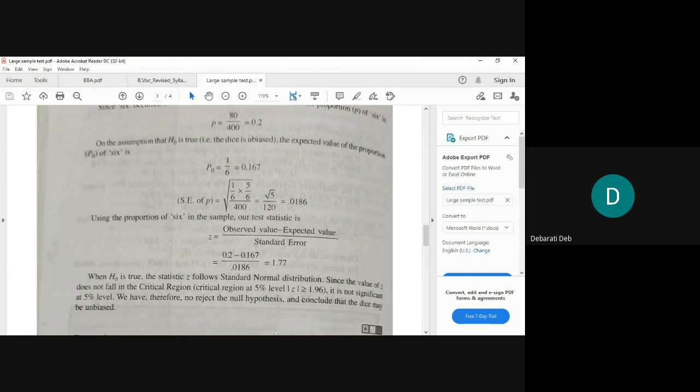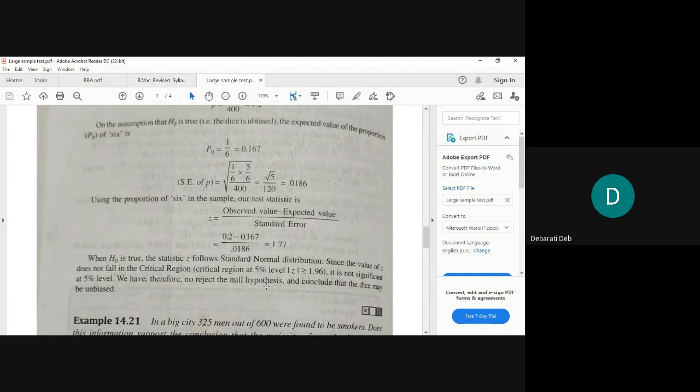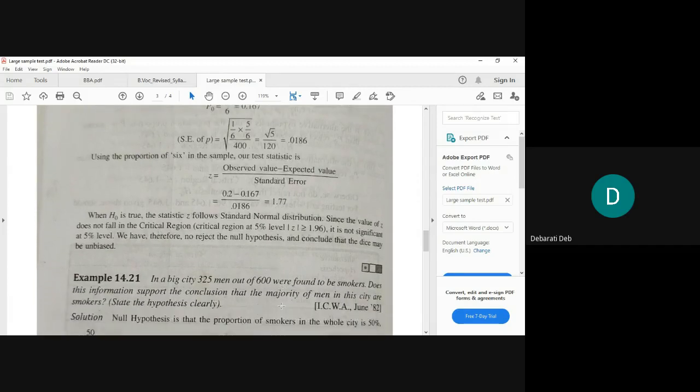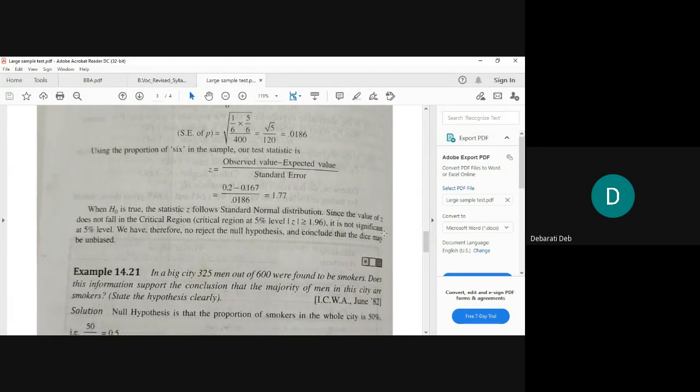But since it is less, what will you write? You will write this line quickly: since the value of z does not fall in the critical region, in bracket you will write critical region at 5% level, mod z is greater or equals to 1.96, it is not significant at 5% level.